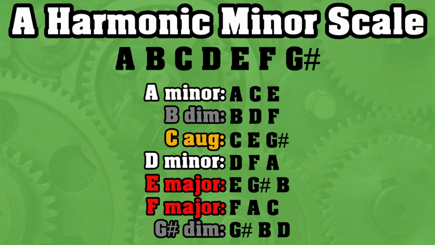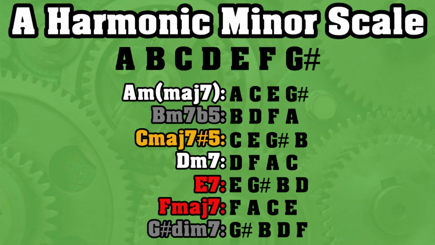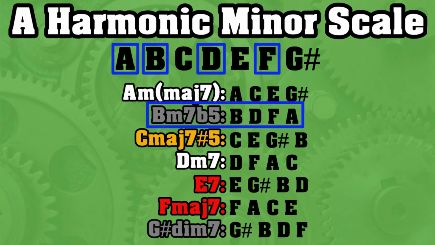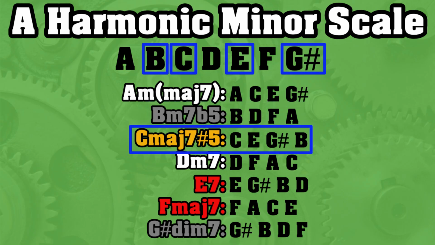So you can do the same exact thing, but you can do 4 notes at a time to get your 7th chords from this scale. So your first chord is going to be like this. That's called a minor major 7th chord. Your next chord is going to be that half diminished chord. Your next chord is going to be a major 7 sharp 5 chord. The sharp 5 always lets you know that's an augmented. Anytime you see sharp 5 in a chord symbol, that lets you know it's an augmented chord of some sort.